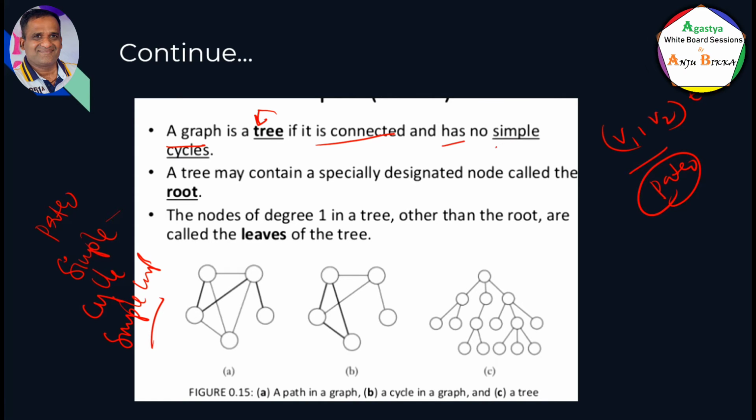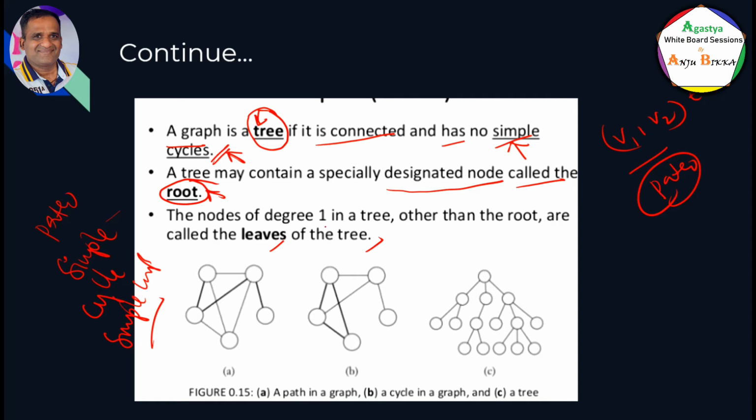If the graph is connected and has no simple cycles, then that graph is called a tree. And again, a tree may contain a specially designated node that is called the root. And again, the nodes of degree 1 in a tree, other than the root, are called leaves of the tree.